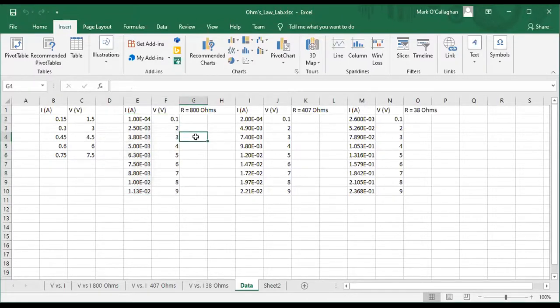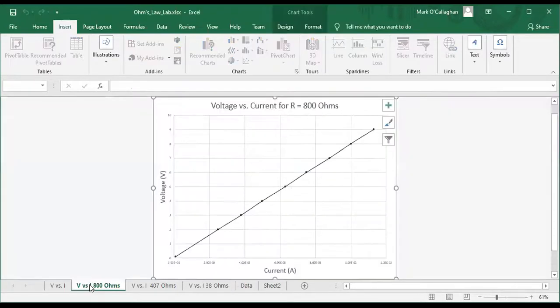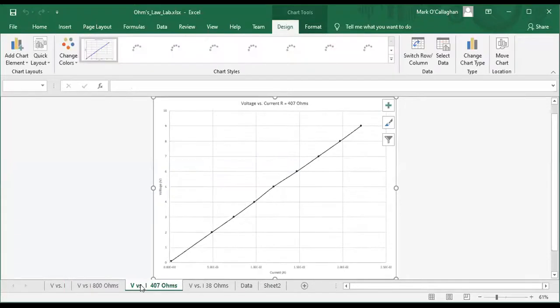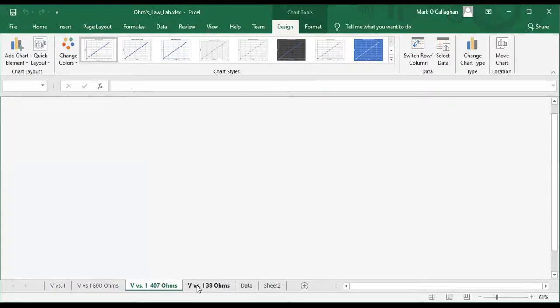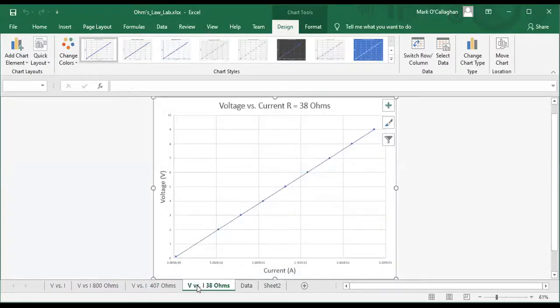So anyway, I laid out these plots by themselves. This is my voltage versus current for 800 ohms, the way I labeled it. This is the voltage versus current for 407 ohms. And this is the one for 38 ohms. And basically just three linear plots. So all together, you're going to turn in a total of 4 of these straight line plots.